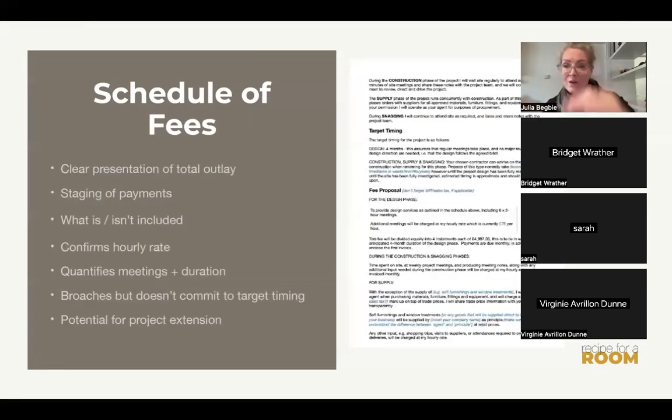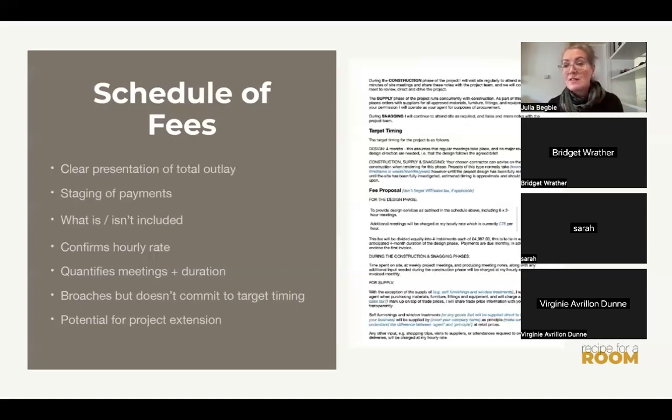Then the next part of the package, and actually I've put the schedule of services and the fee together in one document. You can separate them out, you can have them in one document, that's up to you. But then we get into the fee itself. It's a clear presentation to the client of the total outlay for your services. It explains whether it's all payable in one lump or whether you're going to spread it over a period of time. It's very specific about what is and isn't included within this particular proposal.